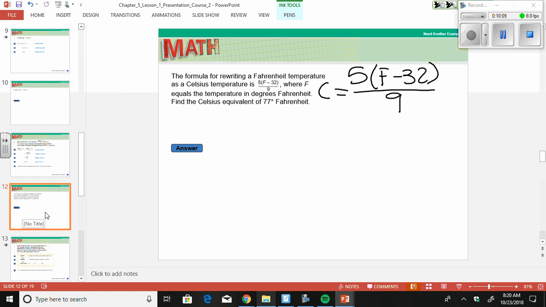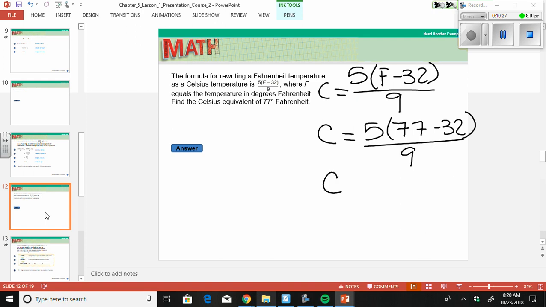So C equals, plug it in, 5 times (77 minus 32) over 9. The first thing we do, we look inside for parentheses. So 77 minus 32. 77 minus 32 is 45. Rewriting everything we haven't used, C equals 5 times 45 divided by 9.